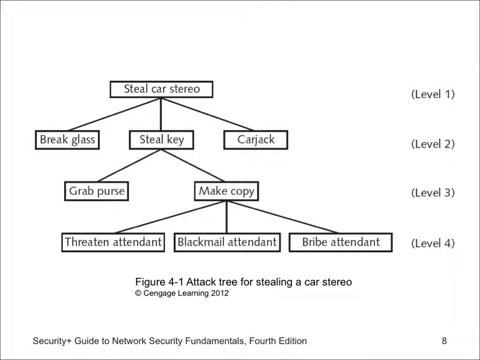So here's the inverted tree. The root of this would be the top. So unlike a normal tree, where the root's at the bottom, here the root's the top, meaning the fruit of this theft, the valued item, would be a car stereo. So you'll notice different levels. Starting with level 4: threaten attendant, blackmail attendant, bribe attendant. Level 3: make a copy of the key or grab a purse. Level 2: carjack the car, steal a key, or break glass.